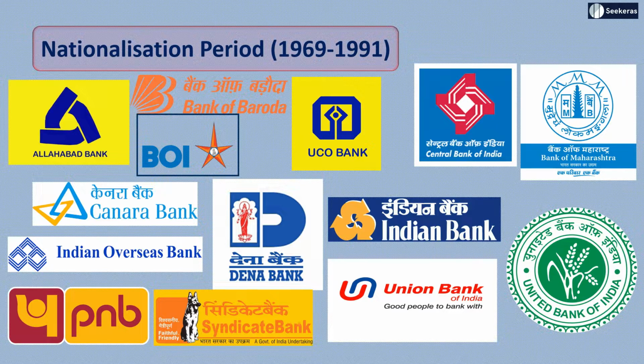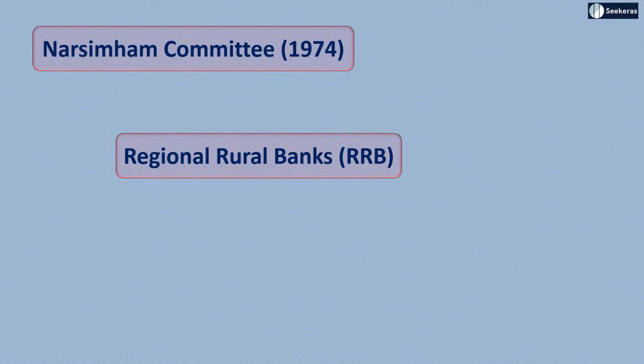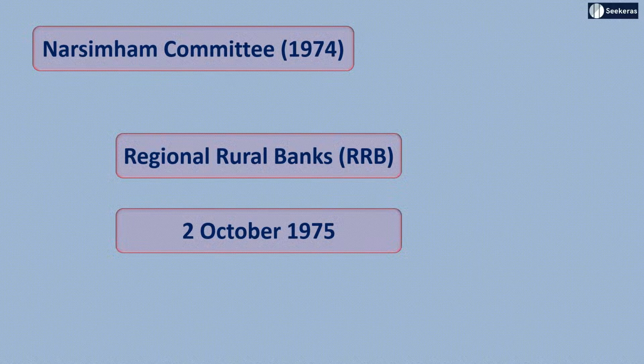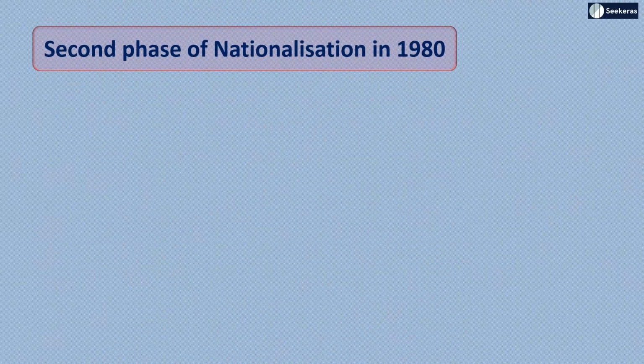The Indian banking system immensely developed after nationalism, but the rural and weaker sections of society were still not covered under the system. To solve these issues, the Narsimham Committee in 1974 recommended the establishment of regional rural banks (RRB). On 2nd October 1975, RRBs were established with an objective to extend the amount of credit to the rural section of society. Six more banks were further nationalized in the year 1980.